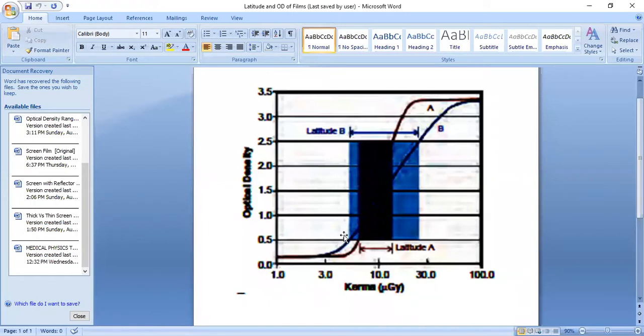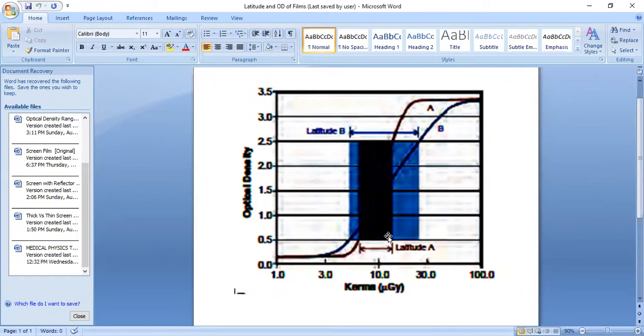First of all, the major thing you consider is the latitude, and not forgetting the contrast also. A film should have a good contrast, but more importantly, it should have a very good latitude, so that it can accommodate the diagnostic range of exposure that we encounter in general radiography.